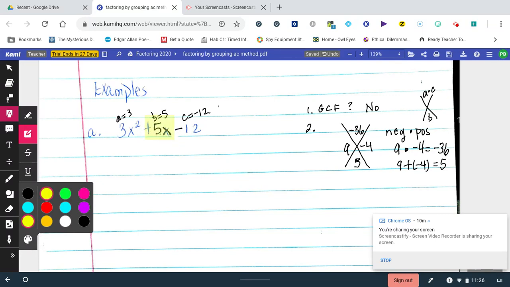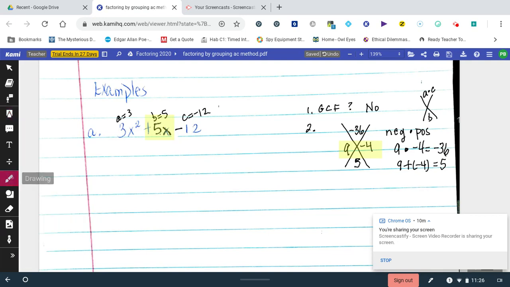This middle term gets broken up into, instead of 5x, it's actually going to become 9x and negative 4x. So these numbers on the sides of the x, I can just go ahead and put x's next to each one. So the 9 and the negative 4 now act as coefficients to rewrite the middle term. Because 9x minus 4x is this 5x.